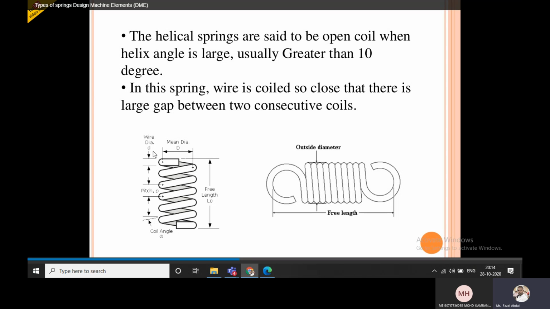How much is the diameter of the wire, how much is the diameter of the spring bore, what is the total length of the spring, what is the pitch of the spring, what is the conical angle of the spring. All of these you need to calculate separately and write here. That is the design of the spring. It is a simple thing.